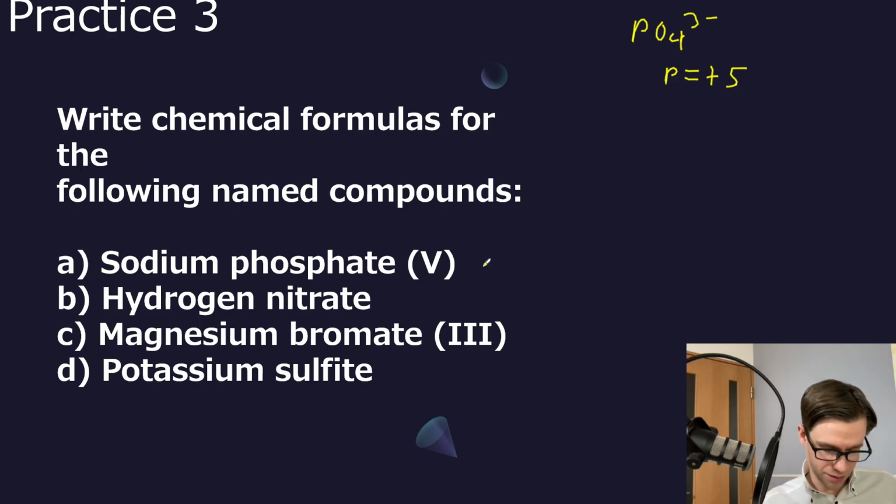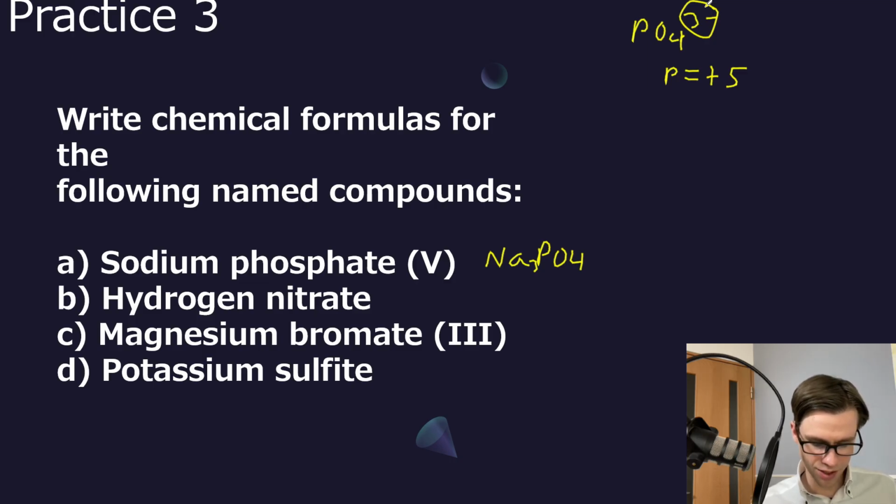So that means this compound can just be labeled as NaPO4, and we would need 3 sodiums to balance that 3- charge on the phosphate. But the 5 does match the oxidation state in this. So that's good. Na3PO4.